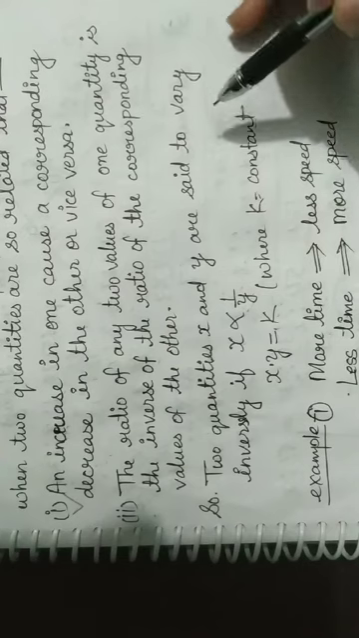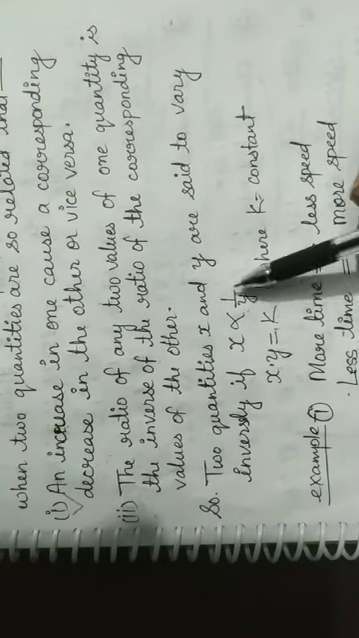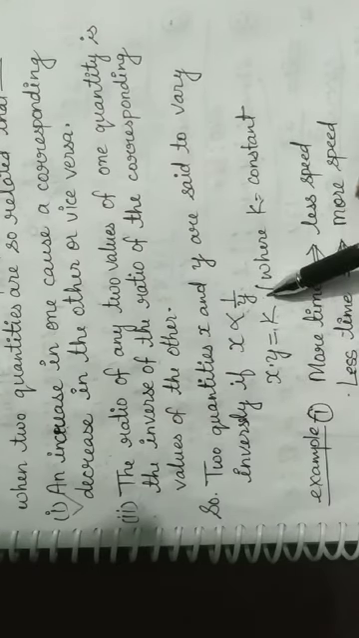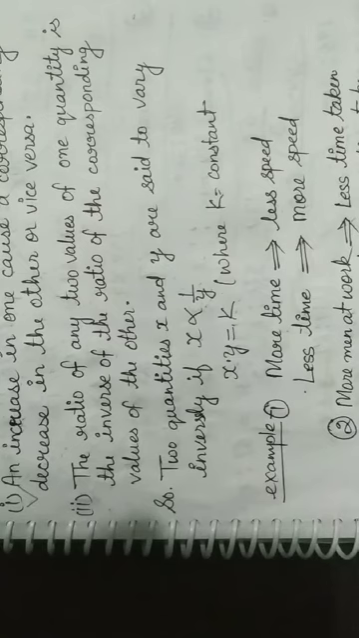Second, the ratio of any two values of one quantity is the inverse of the ratio of corresponding values of the other. I will show you with an example. Suppose x and y are two quantities that vary inversely. So we write x is inversely proportional to y. While removing the symbol, we get a constant: x into y equals k, where k is constant. We have already discussed what a constant is. A constant will not change anywhere.